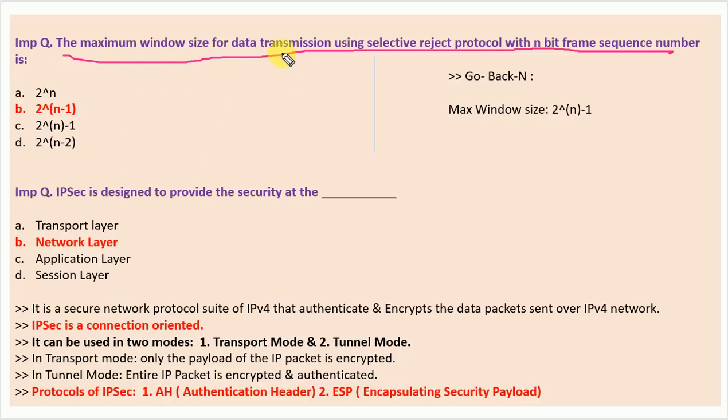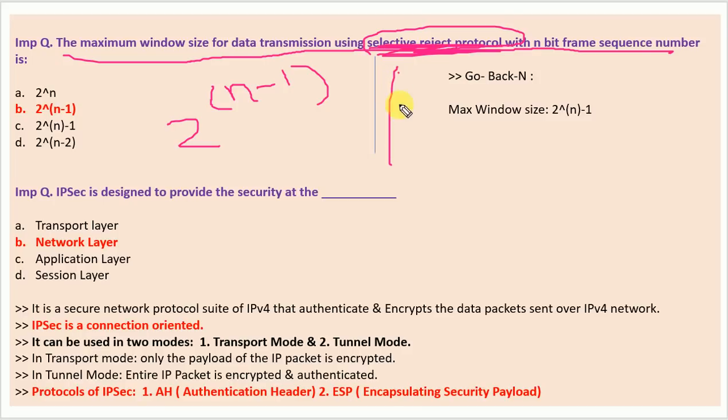So the maximum window size for the selective reject protocol is 2 raised to power n minus 1. You have to remember that for the selective reject protocol. One more protocol is there, which is why I have mentioned it explicitly here: what is the maximum window size for go back n? The maximum window size for the go back n protocol is 2 raised to power n minus 1.